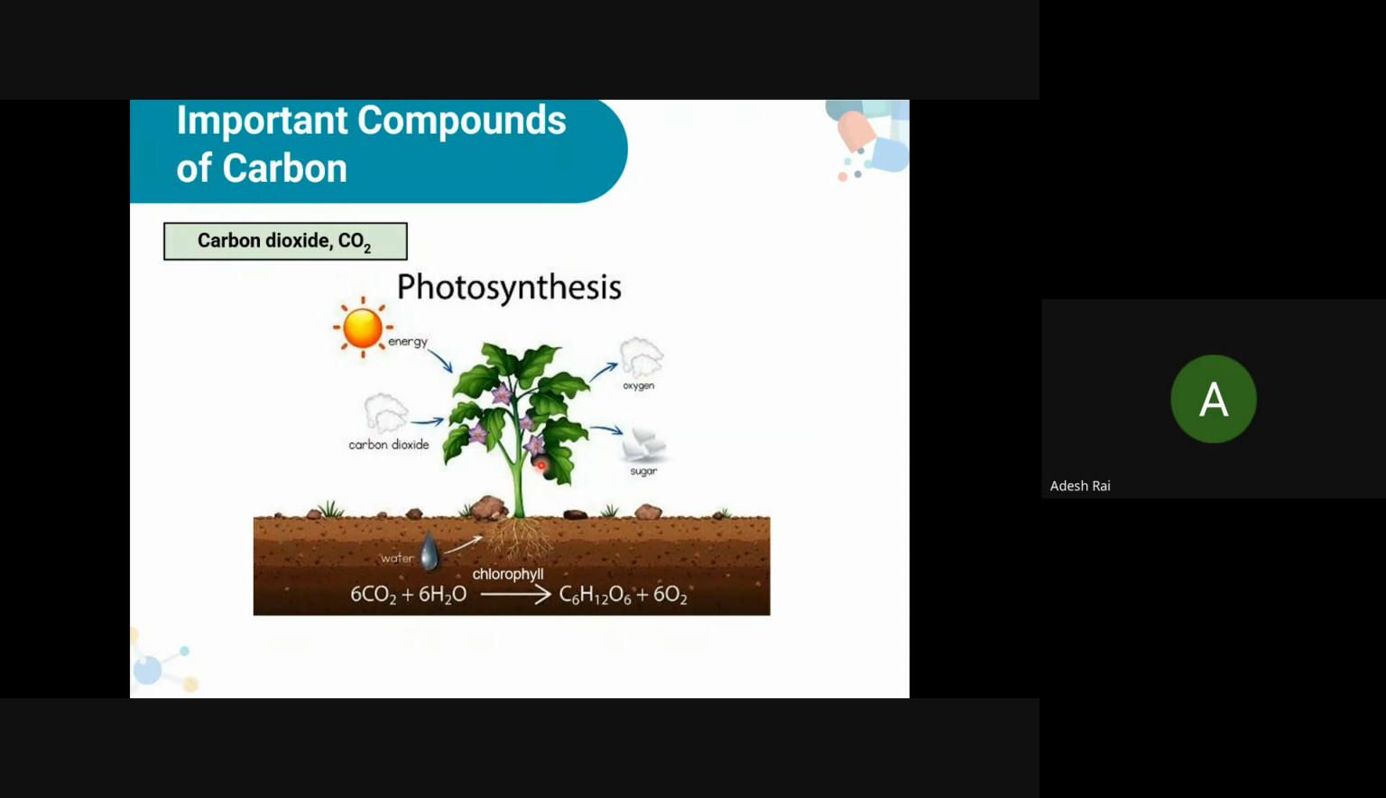So this is just a quick visual representation of how photosynthesis would look. Energy is given, carbon dioxide is there. Plants will take that carbon dioxide and convert it into glucose and oxygen. Okay.